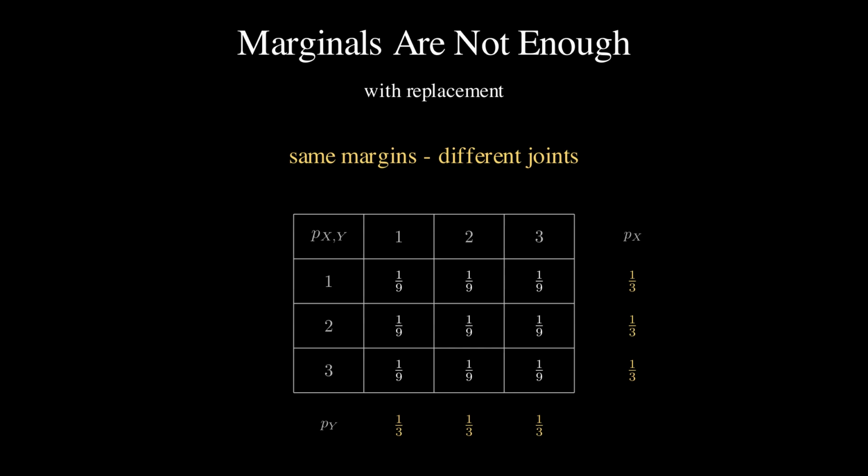The marginal PMFs do not determine the joint PMF. Whether the two draws can collide, whether they push each other around, dependence lives inside the table. The margins simply do not carry that information. To describe a pair, you need the joint.